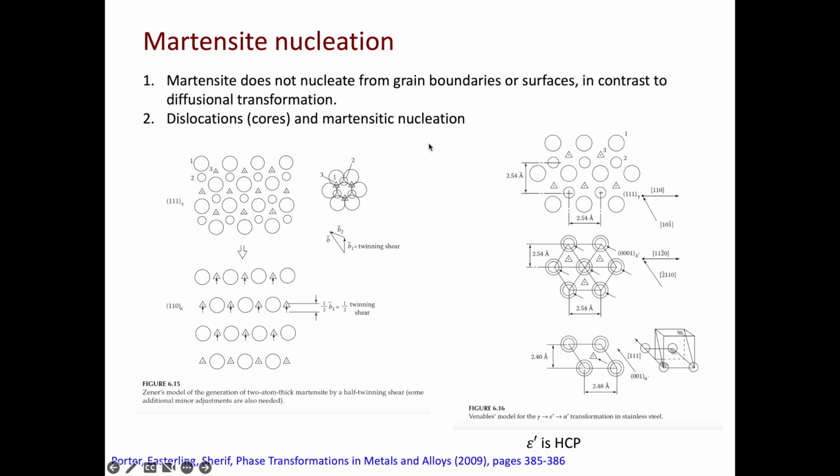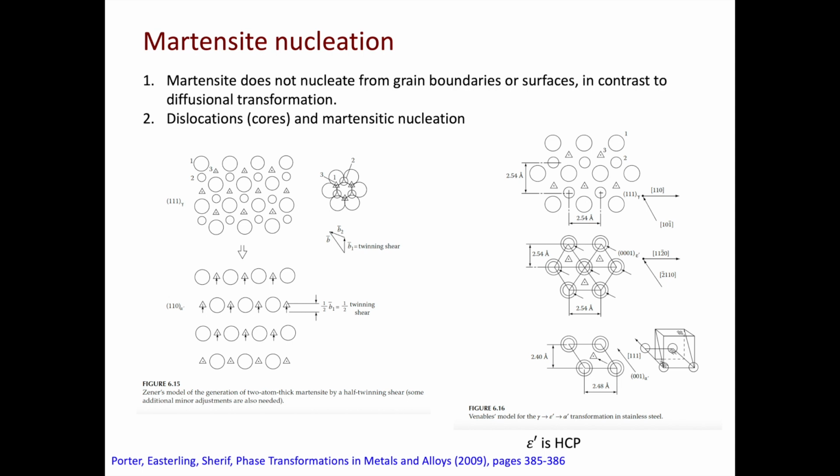In the first example, the example on the left, you are looking at the 111 plane of an FCC crystal. You have the ABC stacking. So that's the first layer, the large circles. That's the second layer, small circles. And third layer by the triangles. That's the ABC stacking. If the third layer does a twinning shear, it will locally turn the FCC structure into a more BCC-like structure, leading to the martensitic transformation.